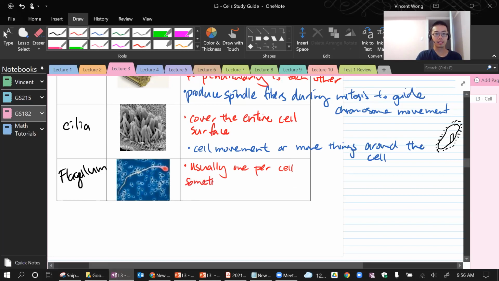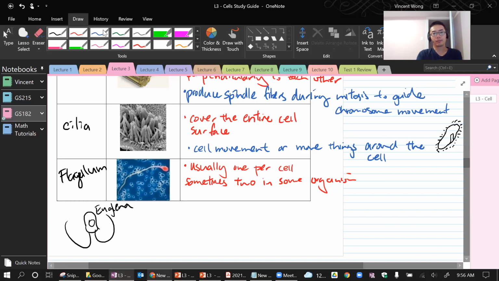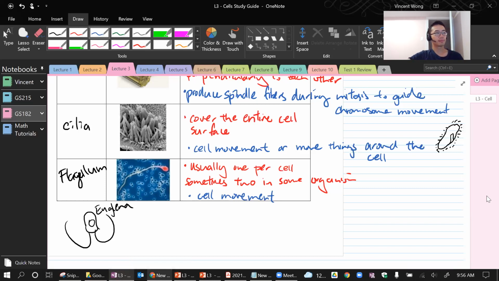Sometimes two in some organisms. There is something called a euglena. It's like part plant, part animal cell, and it has two tails. Euglena, I think that's how you spell it. And then, of course, the function is cell movement.